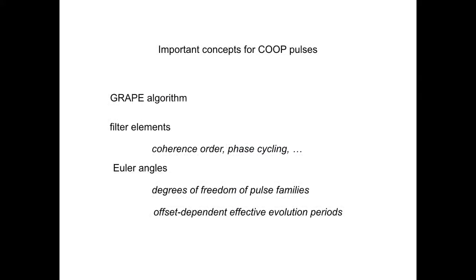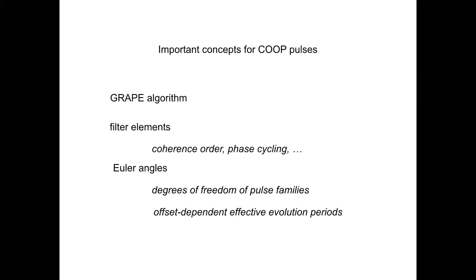There are some important concepts. Of course we need some optimal control algorithm, so we typically use a gradient algorithm. Typically in this experiment, we need to consider some filter experiments, and I will come back to them. In experiments, these often correspond to phase cycling that filters out certain unwanted signal, typically based on coherence order. For the analysis of the pulse sequence, it turns out that Euler angles are extremely convenient and very powerful. It's something I will touch on a little bit.